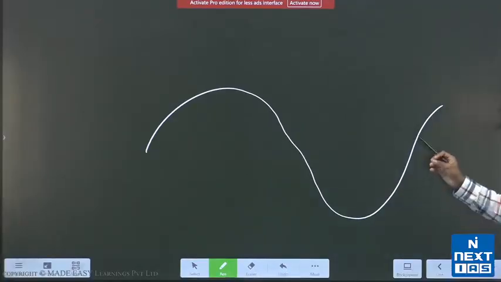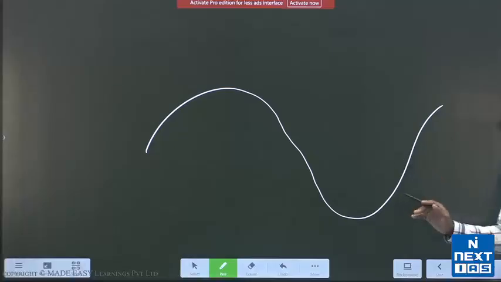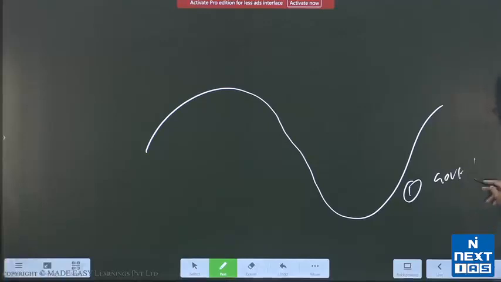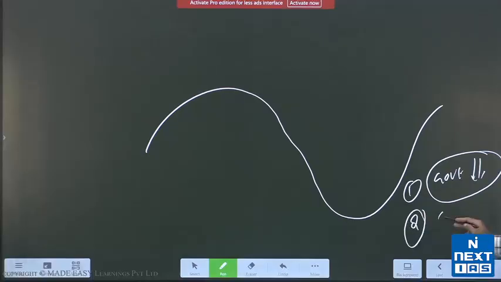What should be the best approach the government should follow? First option: the government should reduce spending on infrastructure projects. Number 2: the government should spend more on public infrastructure projects. So the answer is the second one.